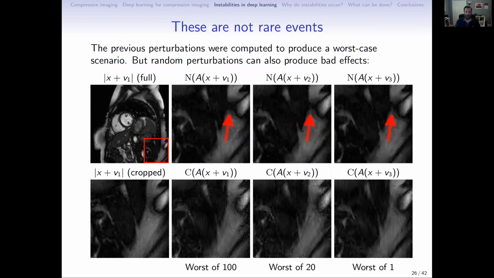In fact, in certain scenarios, purely random perturbations can produce bad effects. So here's the same example. And what we did here is we did 100 random perturbations and then looked through the reconstructions and visually found the one that looked the worst in the eyeball metric. And you can see this artifact occurring here. That's not present in the true image and is also not present in the compressed sensing reconstruction. So this is the worst out of 100. If you take the worst out of 20, you can still see an artifact. It's not quite as significant, but it's still there.